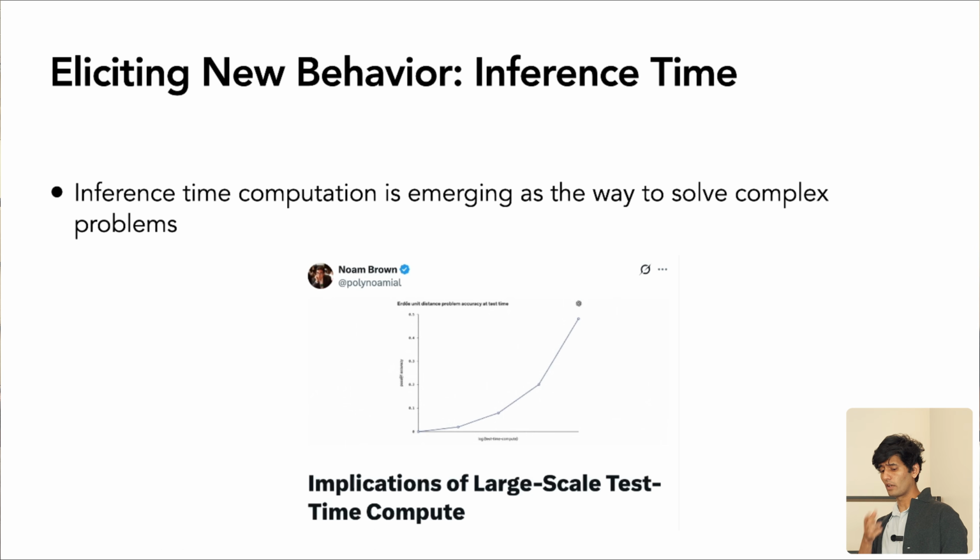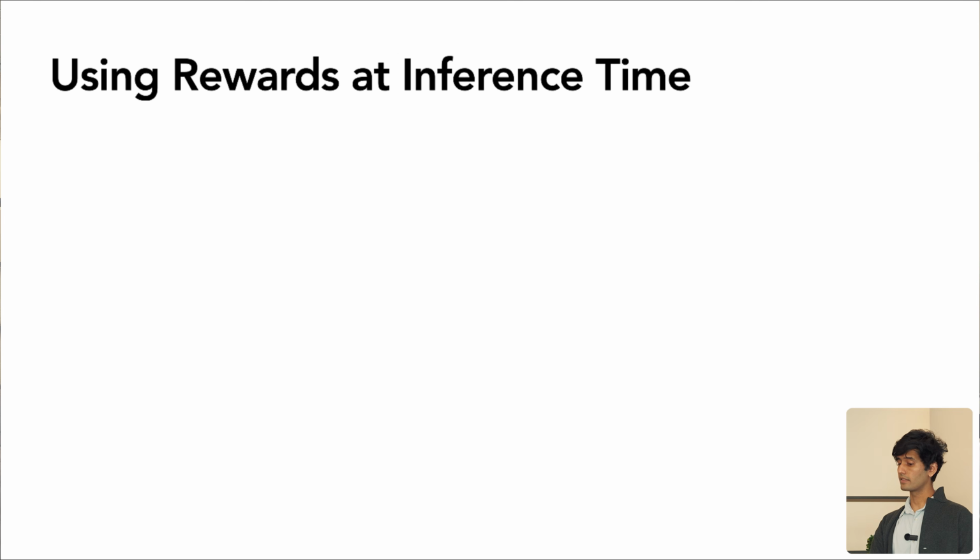I mean, there's a wonderful blog post by Noam Brown who talks about how the success at tasks that we care about increases with scaling test time compute. Okay, so this is what we want to try to solve: to understand how we can get new behaviors from models using inference time computation.